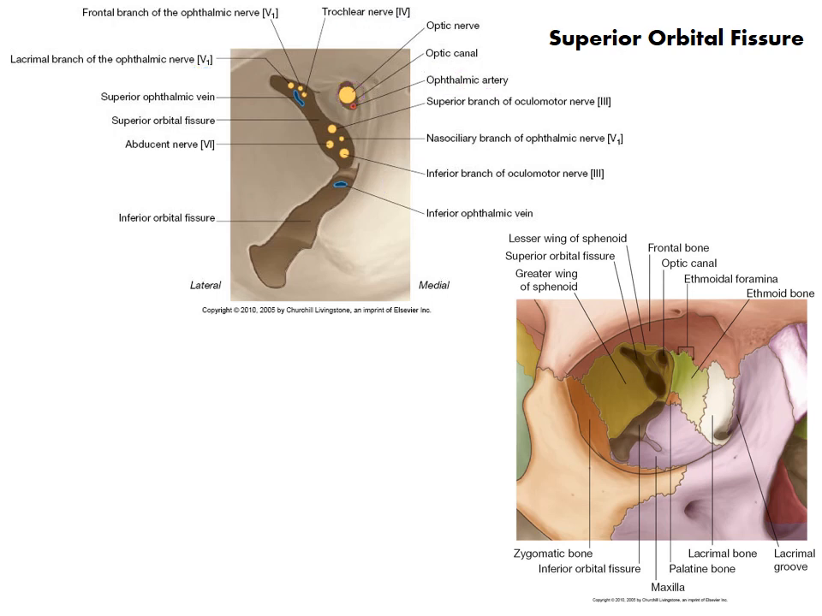So what comes out of that superior orbital fissure? We have 3, 4, part of 5, particularly V1. We'll get to that in a minute. And we have 6. So we have 3, 4, 5, and 6, but only part of 5.